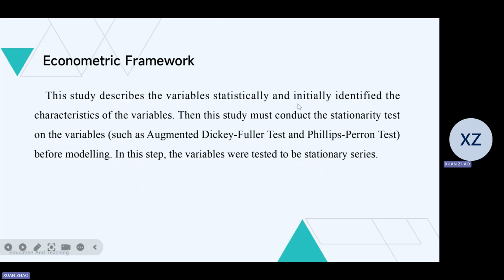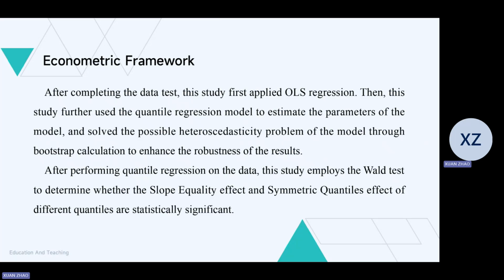Okay. And then this study describes the variables statistically and initially identified the characteristics of the variables. Then this study must conduct the stationarity test on the variables, such as the ADF test and the PP test, before modeling. In this step, the variables were tested to be stationary series. After completing the data test, this study first applied OLS regression. Then the study further used the quantile regression model to estimate the parameters of the model.